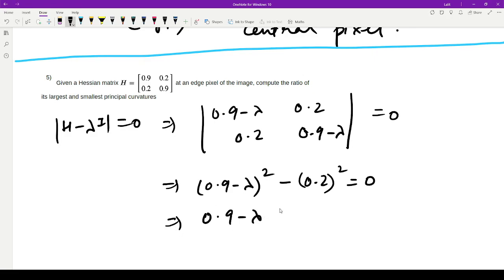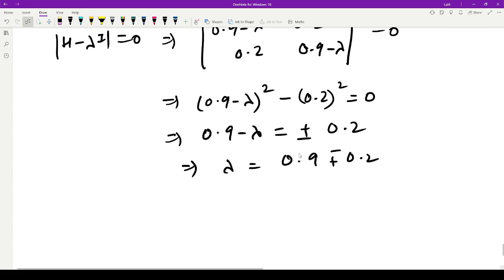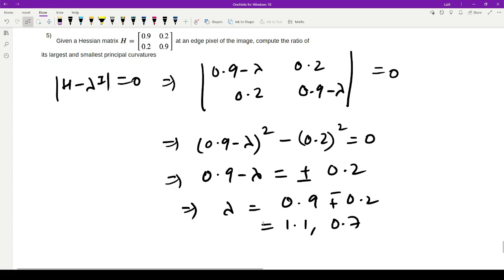Expression. So this turns out to be like this. Yes. So lambda should be like this, which is 1.1 or 0.7. So once you get the eigenvalues, what is it that you need to do? Ratio of the largest and smallest principal curvatures. So lambda gives us an idea of the largest curvature.